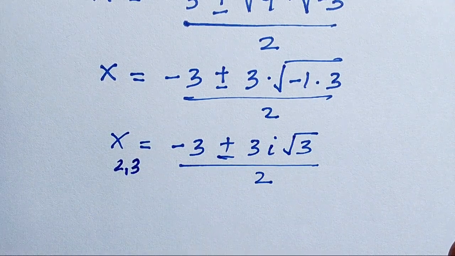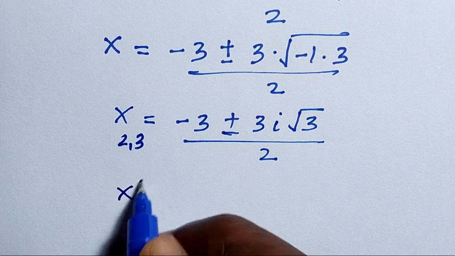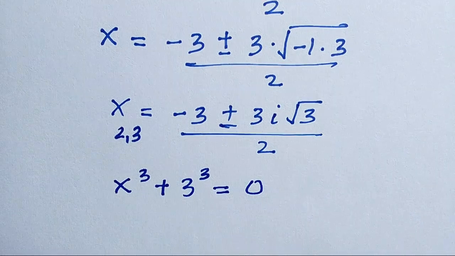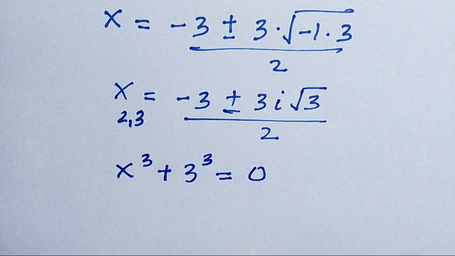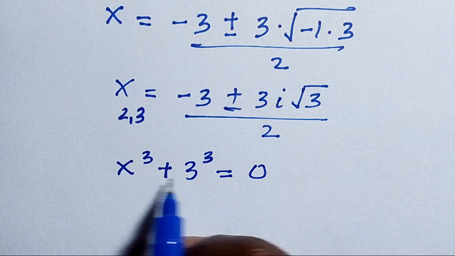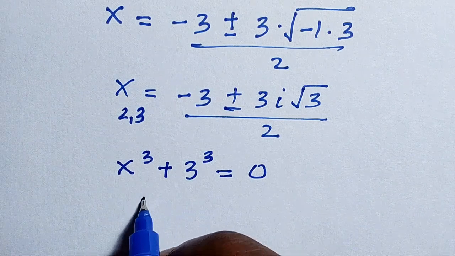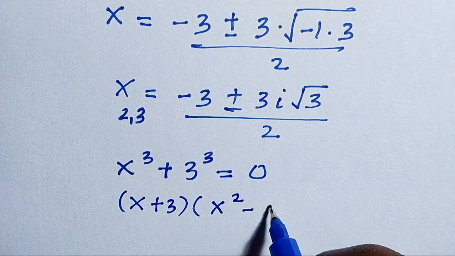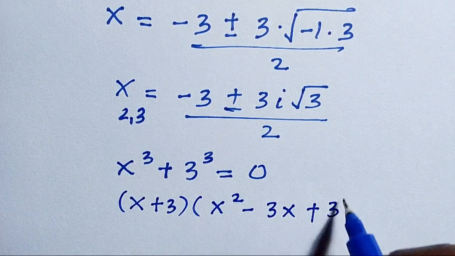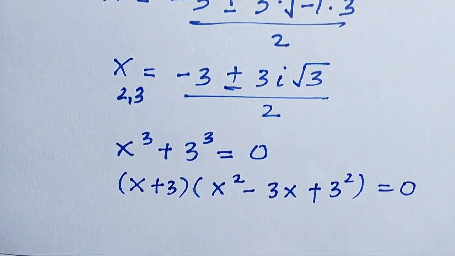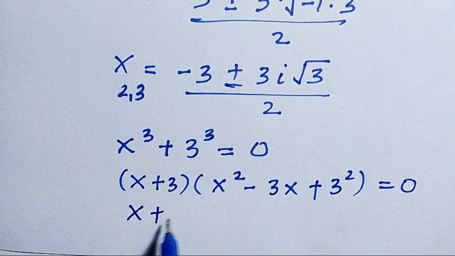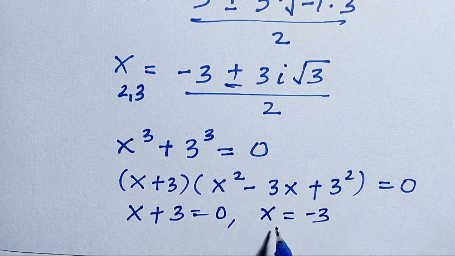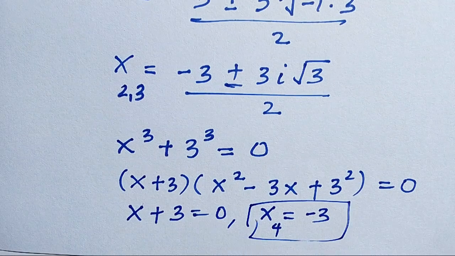And we will consider the second part, which is x to the power of 3 plus 3 to the power of 3 equals 0. So we have to provide 3 solutions to this as well, as we did from the above. So here is a sum of two cubes, as the identity of it is x plus 3 open bracket x squared minus 3x plus 3 squared, and everything equals 0. So from here we let x plus 3 equal 0, as we get the value of x equals minus 3, and we consider this as x4.